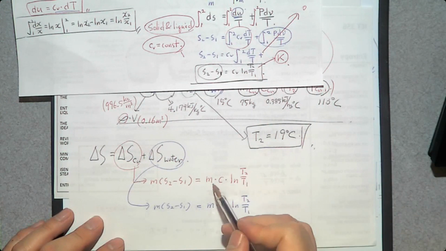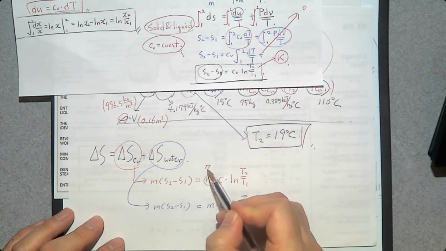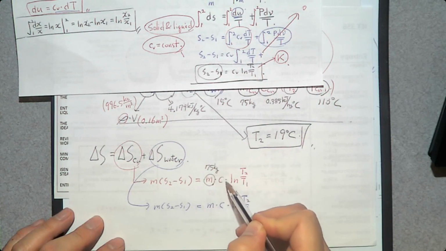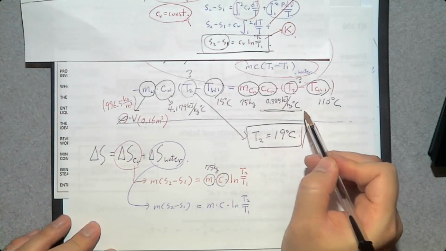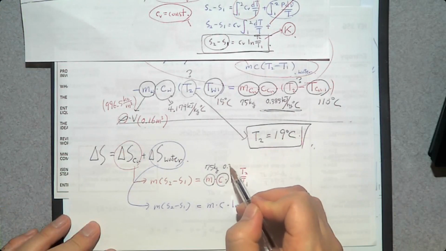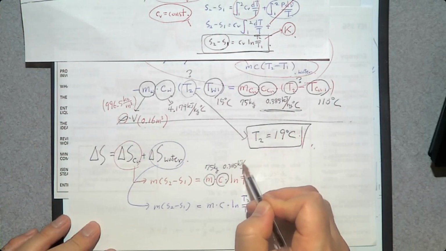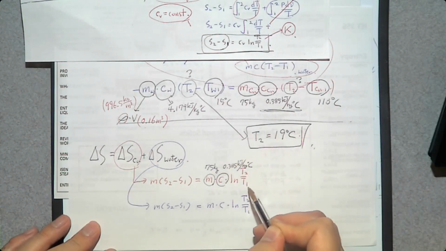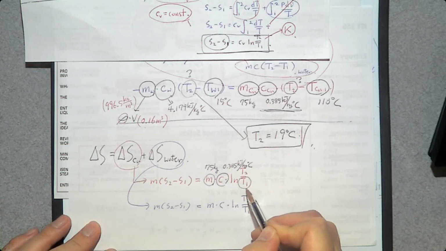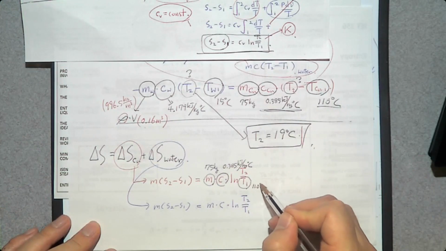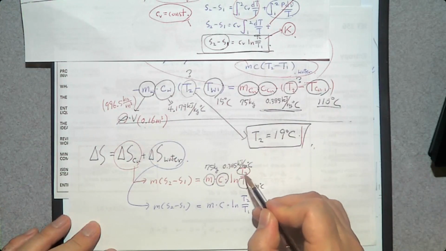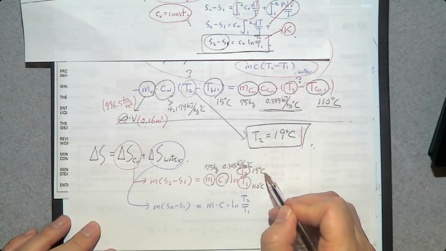So, what is the mass of this copper block? 75 kilograms. What is the specific heat? We already found it, 0.385 kilojoule per kilogram degrees C. The initial temperature of the copper block, 110. The final temperature of the copper block, 19 degrees Celsius.